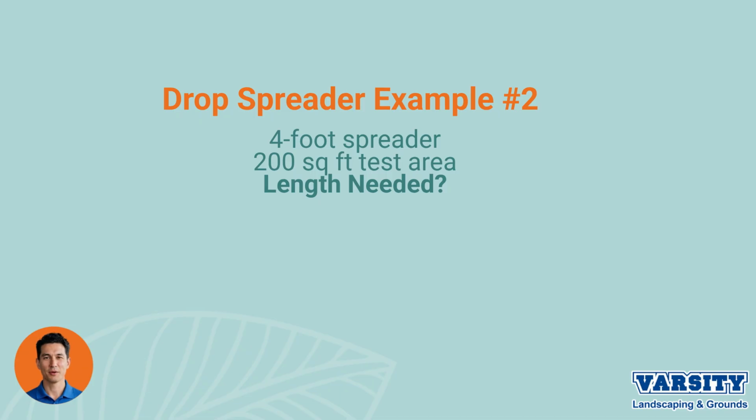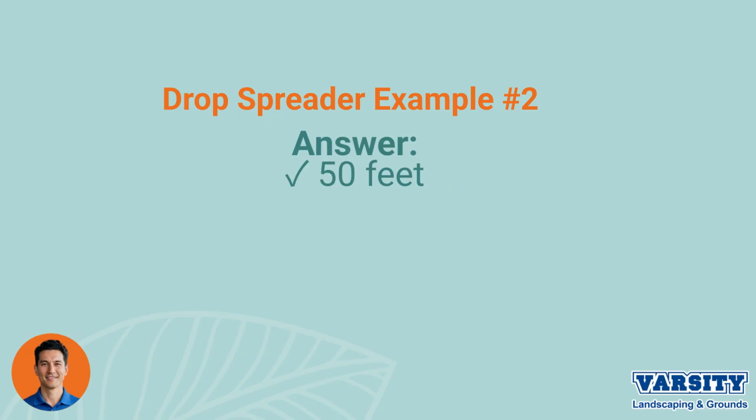Here's another common calibration question. You have a 4-foot drop spreader and need a 200 square foot calibration area. How long should the test course be? Think about the relationship between area, width, and length. The correct answer is 50 feet. Since area equals length times width, divide 200 square feet by the 4-foot width. This gives a test course length of 50 feet.